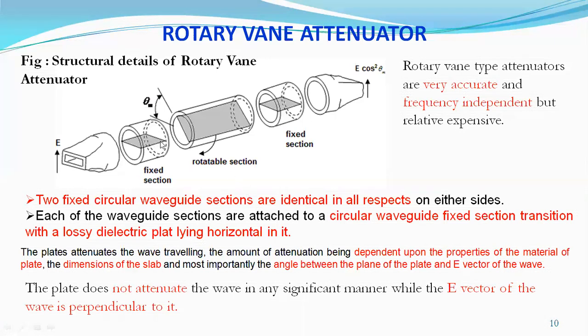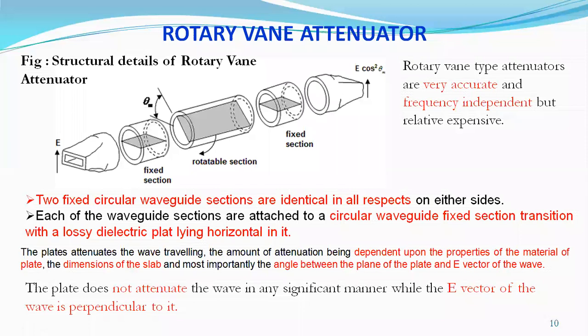That also depends upon the angle of the wave's electric field lines. You can assume the electric field lines of our microwave are like this. If these electric field lines have some angle with this one, there may be some loss. So that depends upon the angle between the electric field lines and the resistive card of this rotary vane type. Complete absorption happens when the electric field lines of the wave are parallel to the resistive card.